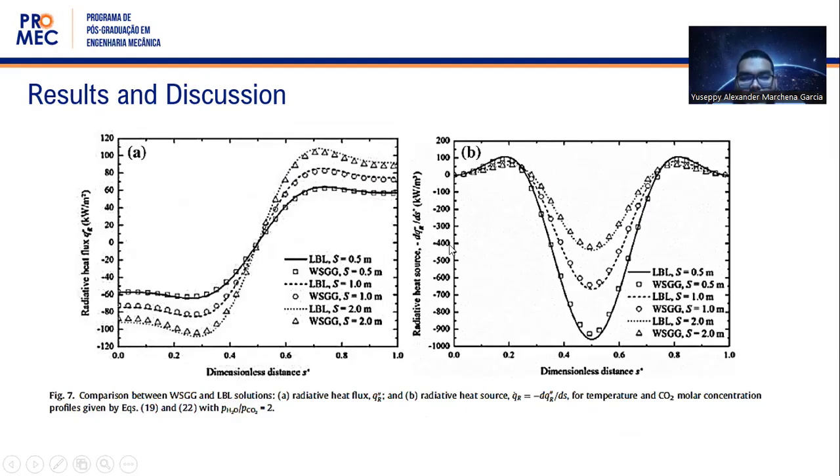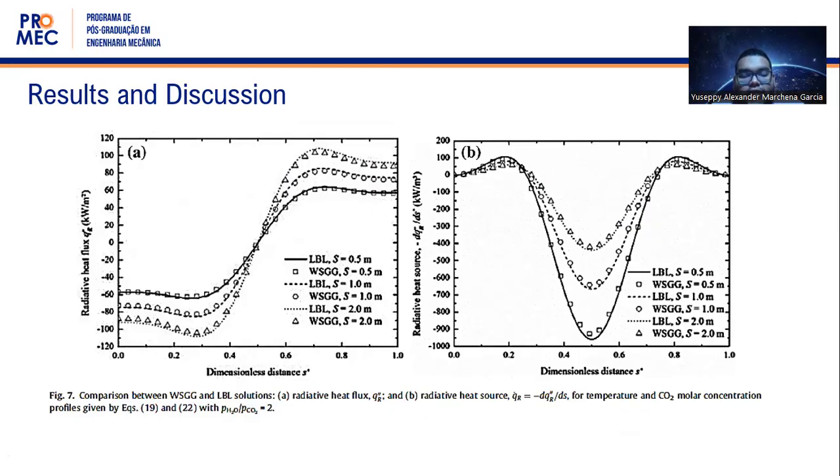Okay, what does it indicate? It indicates a net loss of energy by radiation. So we are losing energy by radiation, right? Increasing the distance between the walls enhances radiative heat transfer due to the increase in optical thickness. We can see that if we increase this distance S, we are going to have enhanced wall radiative heat transfer due to the increase in optical thickness.